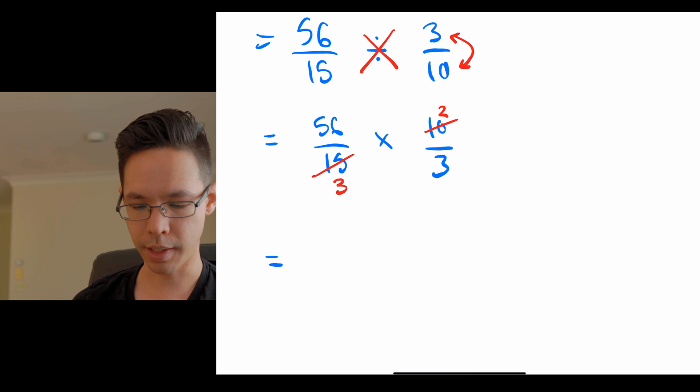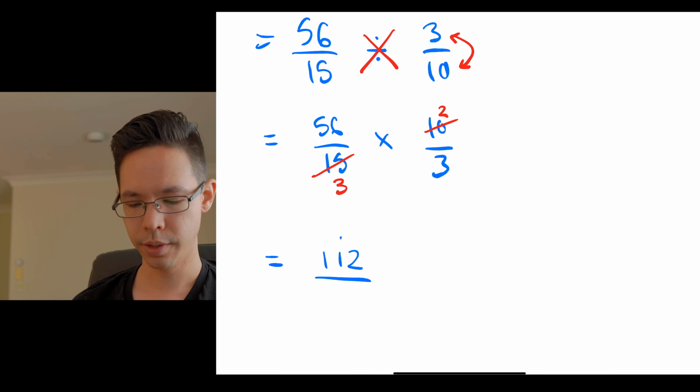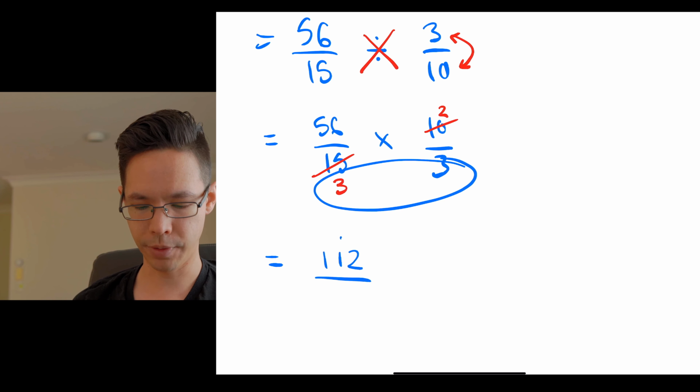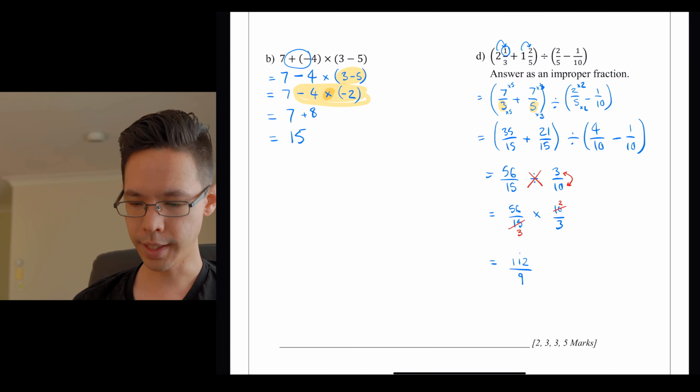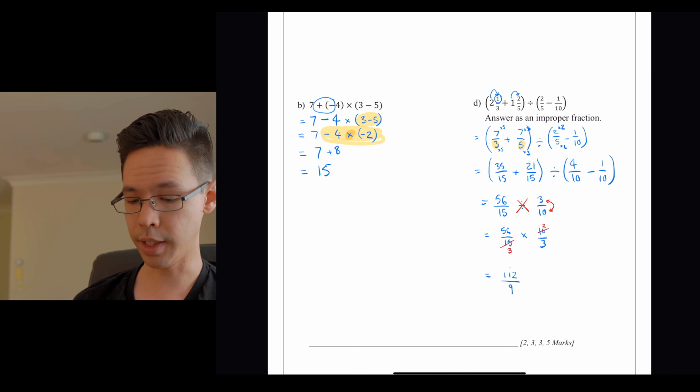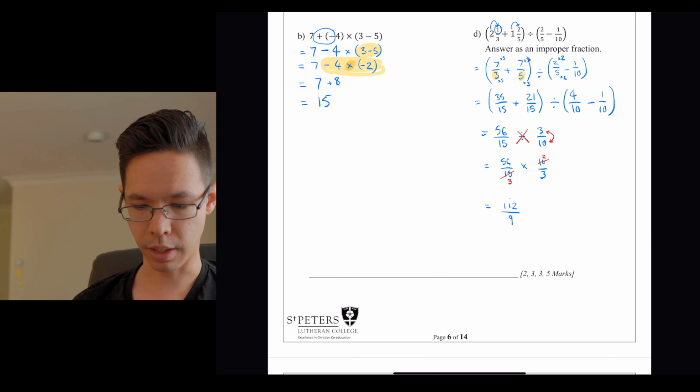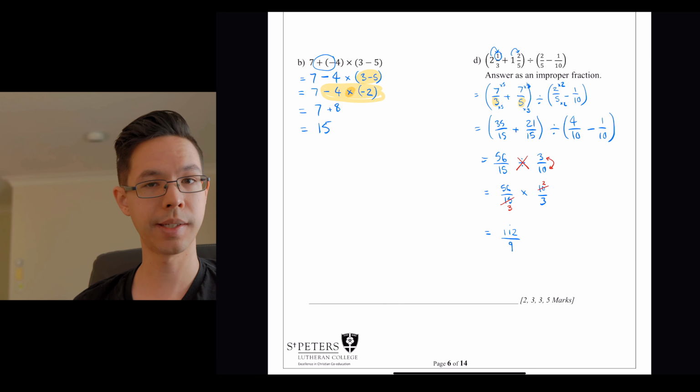56 times 2, so 5 times 2 is 10, 112. 3 times 3 for the denominator is going to give me 9, and we're done. That is question 5 done. I am getting very low on time, so I may not be able to solve many more, so we'll see how many I can get to.